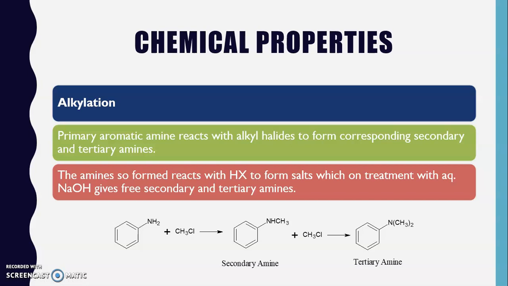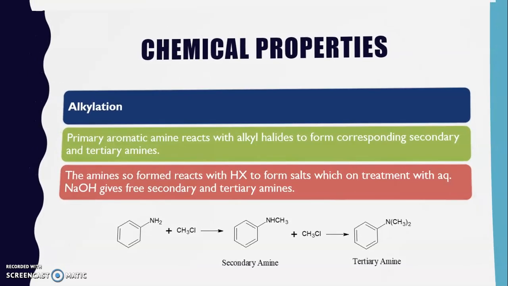So during this reaction there will be formation of a mixture of secondary and tertiary amines. These secondary and tertiary amines are separated by reacting with HX, that is, hydrochloric acid, and the salt that is formed, on treatment with aqueous NaOH, gives free secondary and tertiary amines. In this way, this alkylation property is used to convert primary aromatic amines into secondary aromatic amines, and further secondary aromatic amines into tertiary aromatic amines. So this is about the second chemical property.